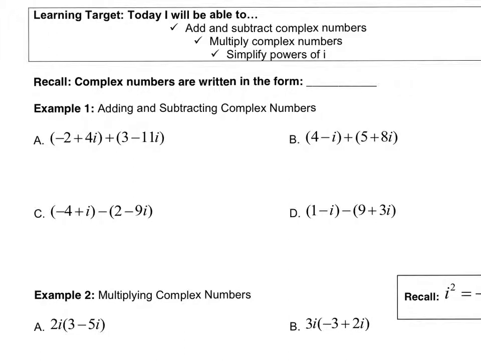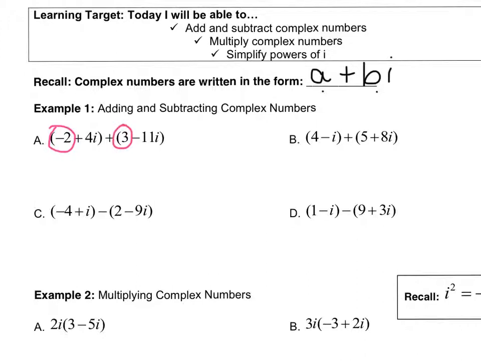So complex numbers are written in the form a plus bi. So when we write our answers, we'll need to make sure that they're in that order, with the real part first and the imaginary part second. When we add and subtract complex numbers, first we need to identify the real parts.